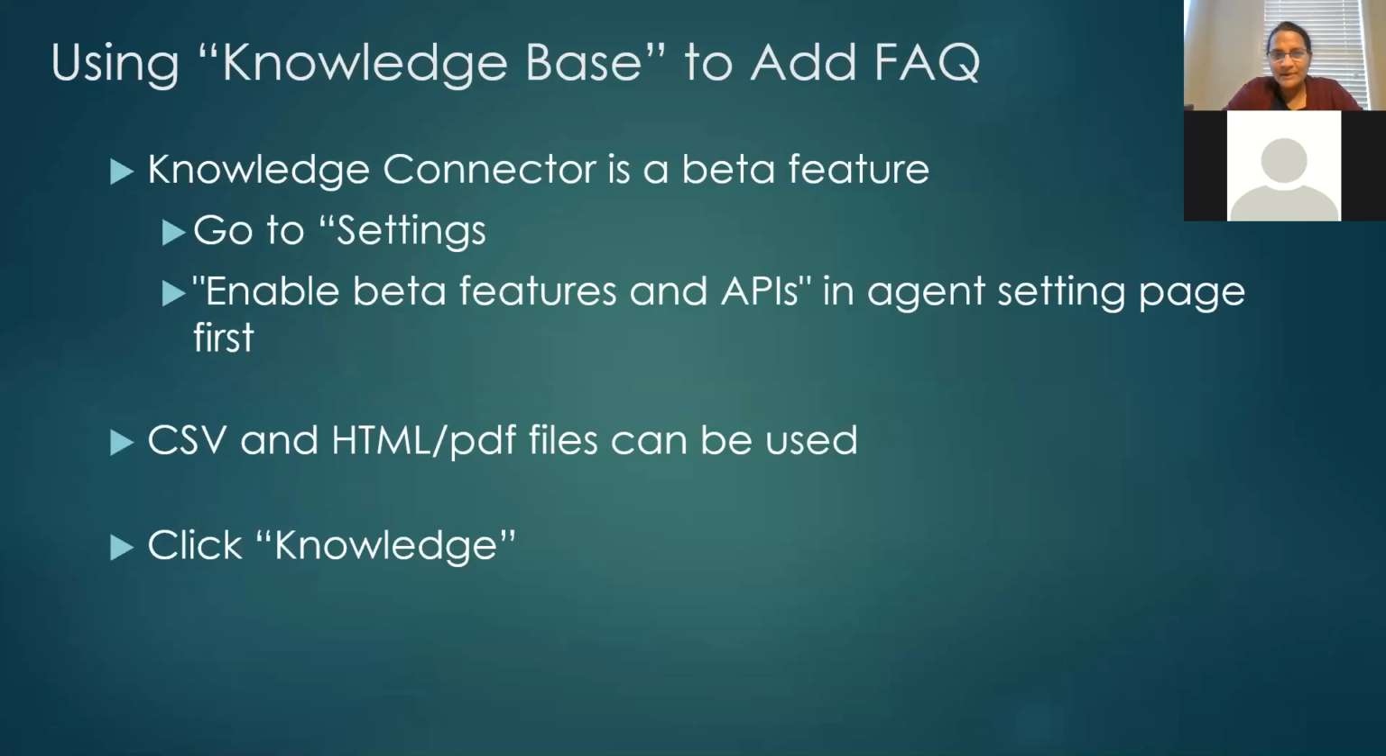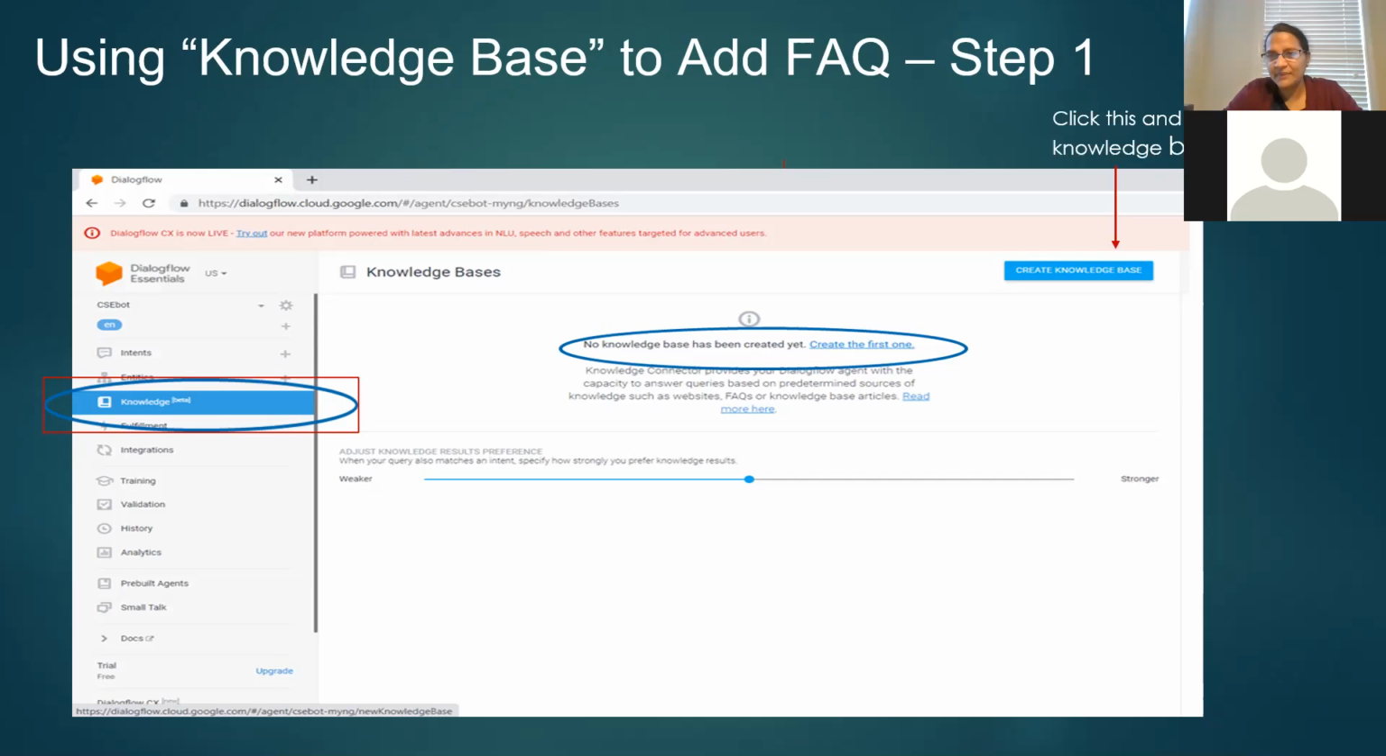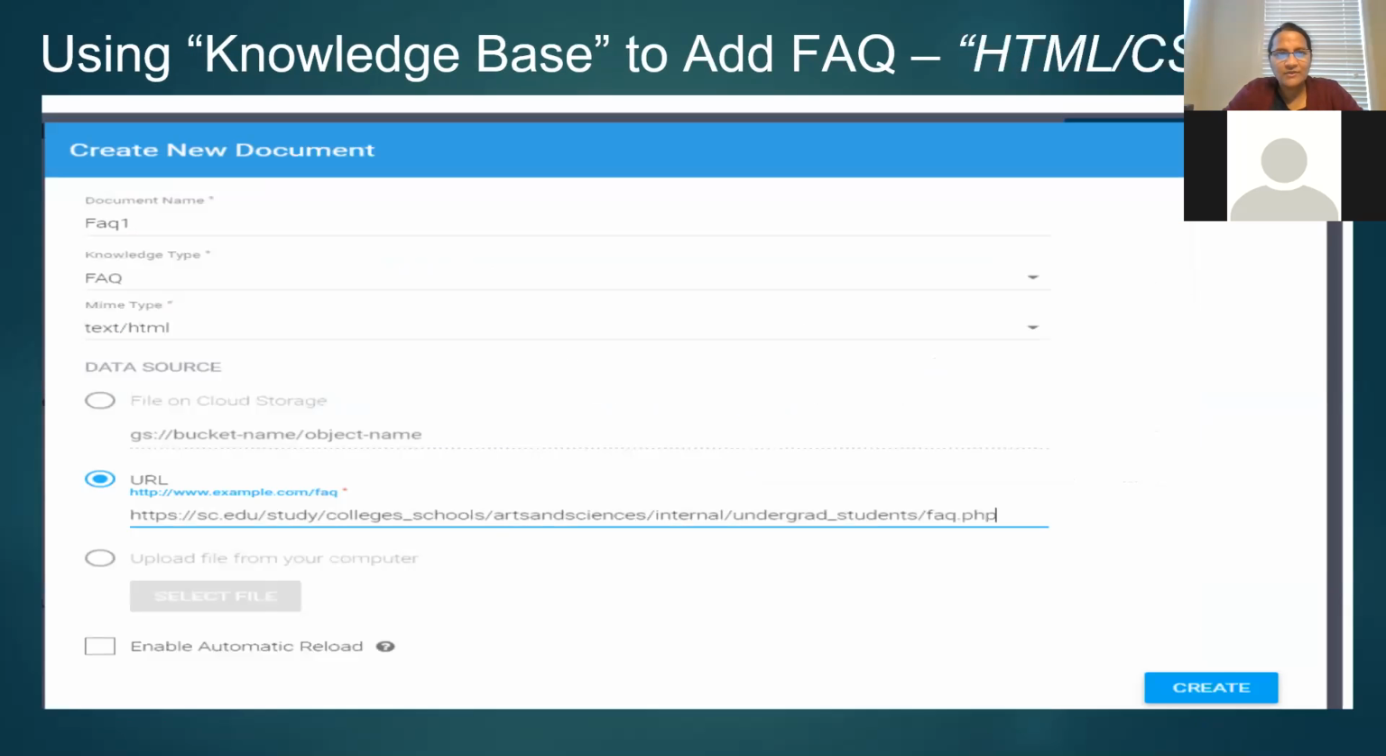So this is how you enable beta features, and then you click knowledge. It's just a recap of what we did. Click this, then create the first one, knowledge, and you create a knowledge base, and then you name your knowledge base. Then you are creating a new document, so write the document name. Then what kind of knowledge? If you have an HTML file or HTML link, or if you have a CSV file, then you are going to use the FAQ knowledge type.